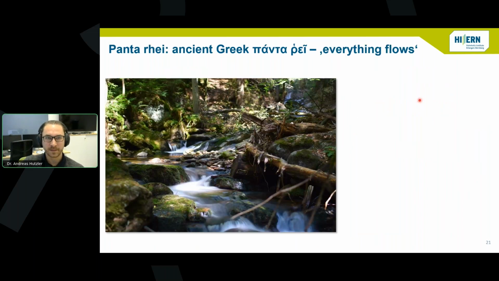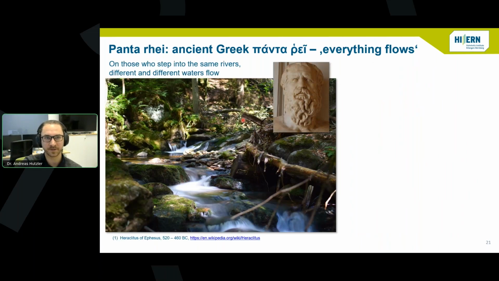So we went back to the famous Greek saying, Panta rei, everything flows, which goes back to Heraclitus of Ephesus and means on those who step into the same rivers, different and different waters flow. Translated into our world, this means when we follow a water molecule going down that little creek here, we see it once and then it's gone.